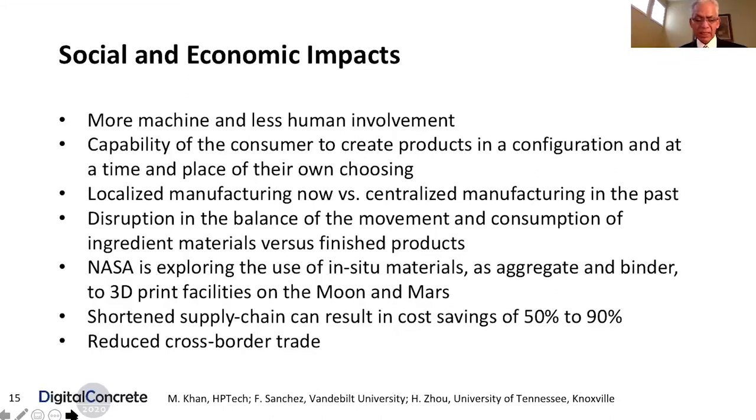Portland cement, aggregate, and conventional reinforcing steel are the three primary concrete making materials, which account for the bulk of the construction cost. With the advances made in the formulation of ink for 3D printing, the use of these materials may be minimized or completely eliminated and replaced by other materials. For example, NASA is exploring the use of in-situ materials as aggregate and binder to 3D print facilities on the Moon and Mars.